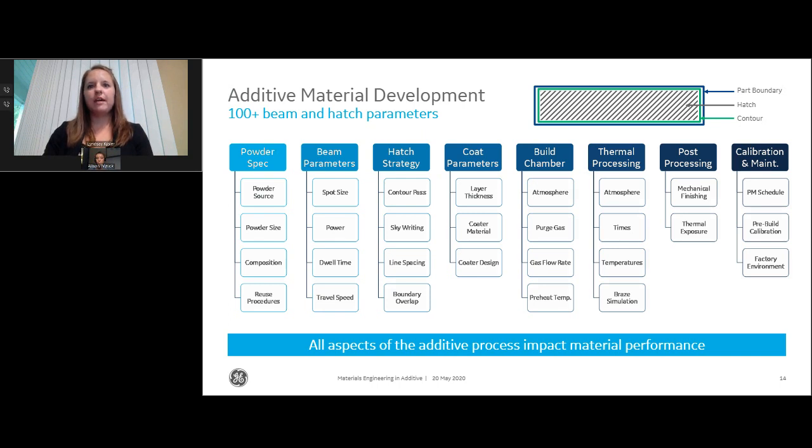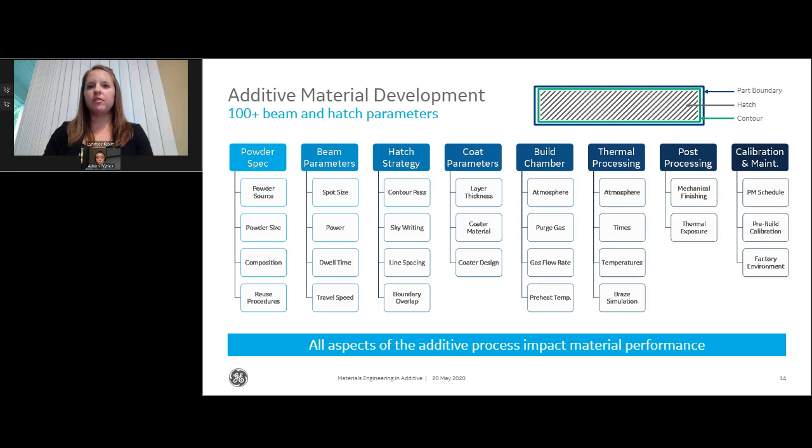And when we talk about hatch or bulk parameters versus contour parameters, you can see in the upper right image that hatch or bulk, sometimes those words can be used interchangeably, is really talking about filling in the interior of the part. We'll then come back with a contour pass, which is shown in the green, and outline the part, which will then follow the part boundary.